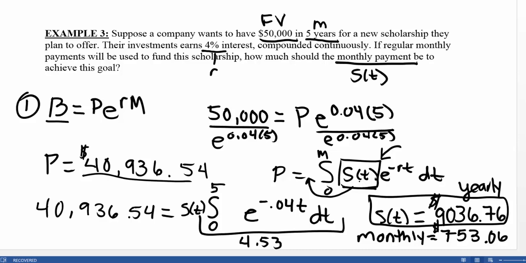Let's look at one more example where our S of t is not going to be constant. Example 4.